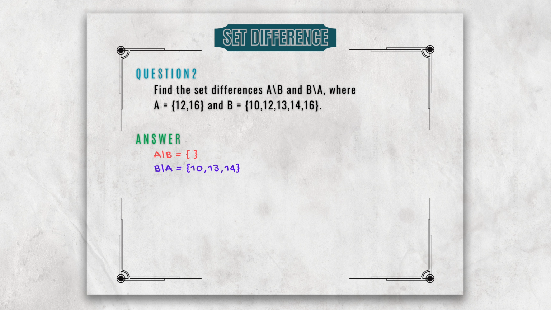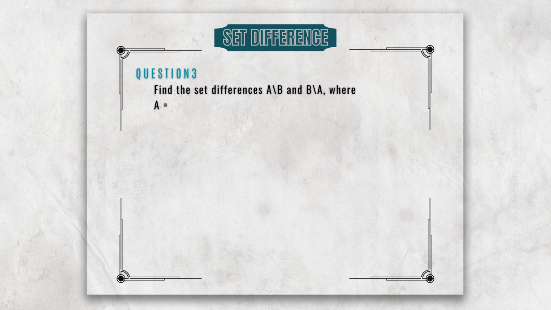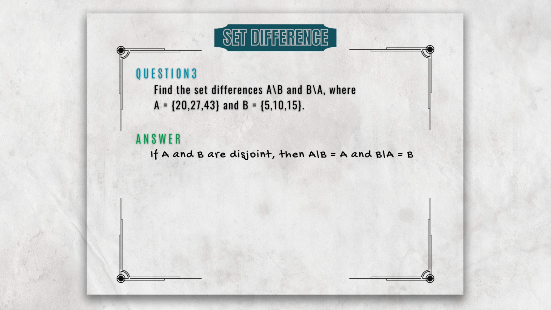And to our last test problem, find the set differences A without B and B without A. As you may have guessed correctly, A and B are disjoint, and hence their intersection is the empty set. Therefore, A without B is simply the set A, and B without A is also B.